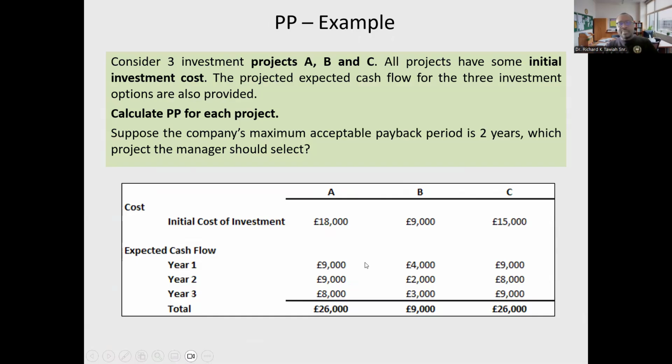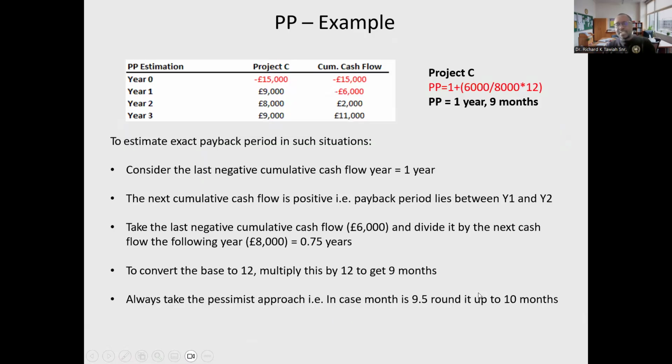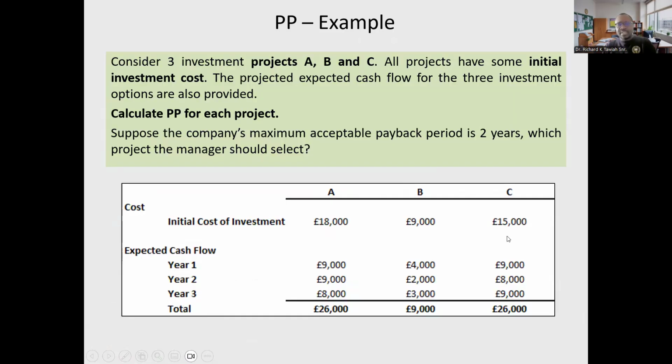So let's take this example. We've got projects A, B, and C. Initial investment for project A is 18,000, B is 9,000, C is 15,000. These are the cash flows that come through. Let us work it out and see. How long will it take to pay me back for project A, project B, and project C? One step at a time. We're dealing with project C, the 15,000. Let's go through the whole question again.